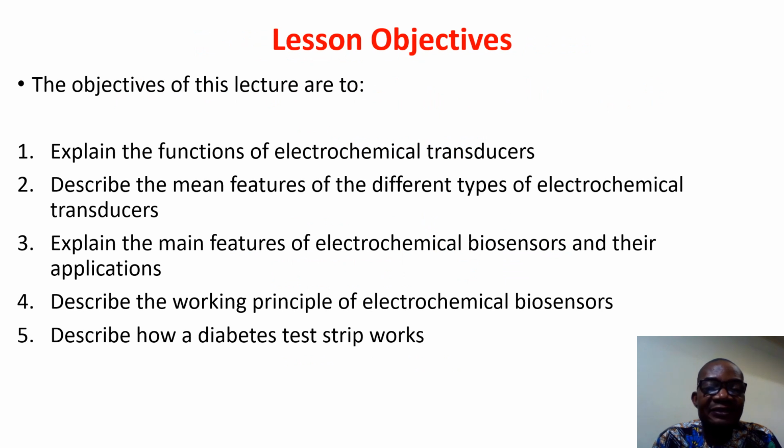Our lesson objectives are to explain the functions of electrochemical transducers, describe the main features of the different types of electrochemical transducers, explain the main features of electrochemical biosensors and their applications, describe the working principle of electrochemical biosensors, and describe how a diabetes test strip works.